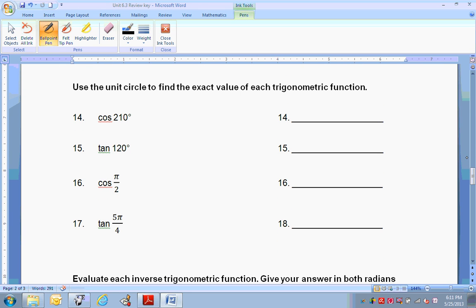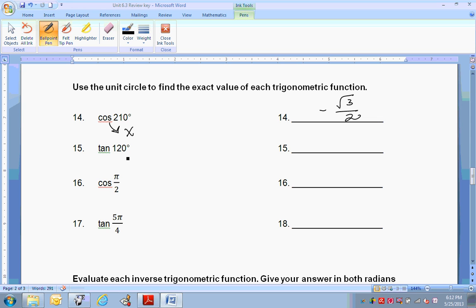Alright, using the unit circle, they want us to find the exact value of each trigonometric function. So you should have your little green sheet out, and you're going to find 210 degrees. Well, cosine is x. So at 210 degrees, the x value is negative square root of 3 over 2.